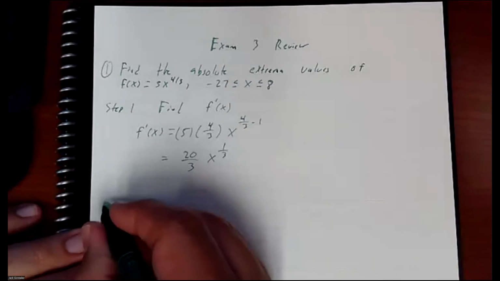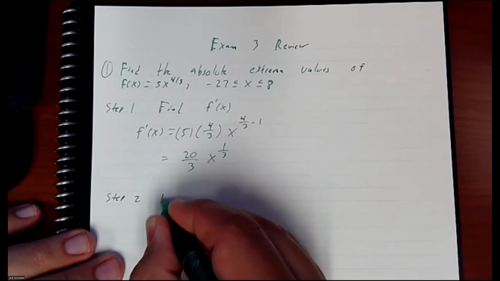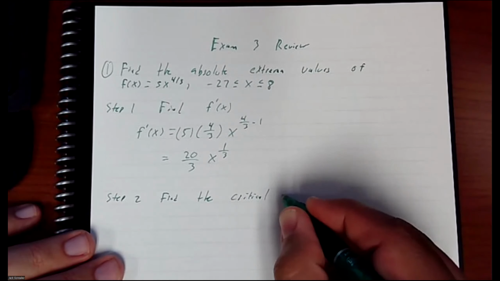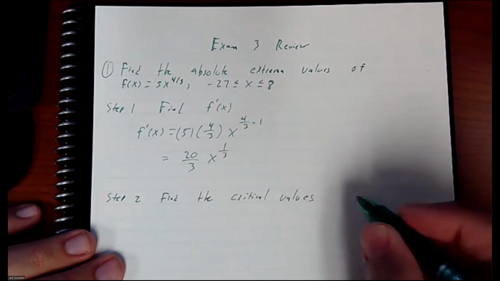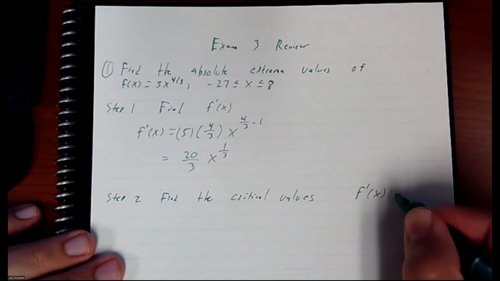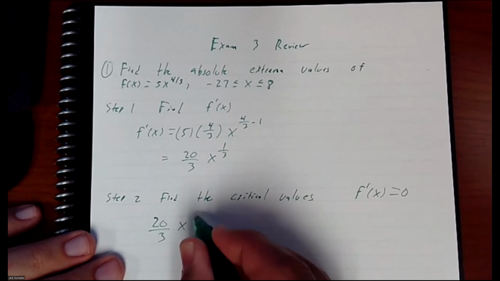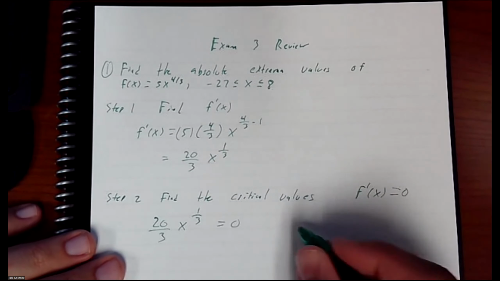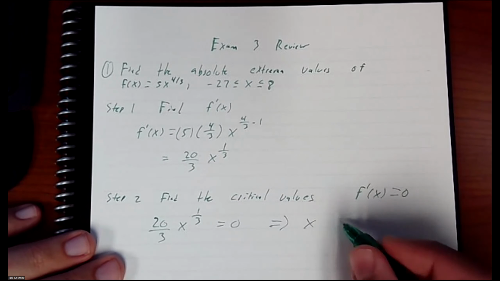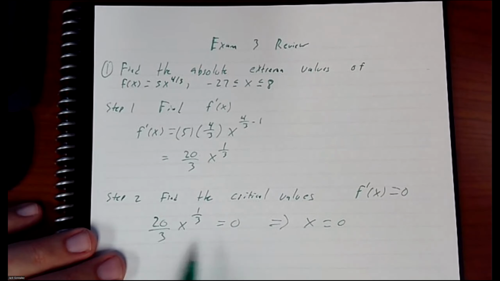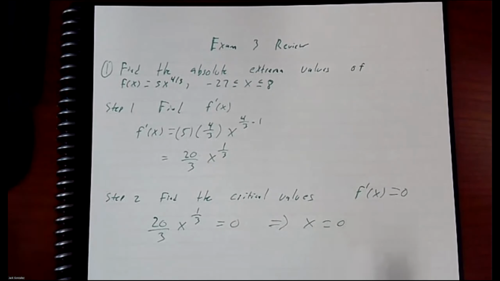Okay. Step 2, find the critical values. In order to do so, you set the derivative equal to 0. So you're going to get 20/3 x to the 1/3 equal to 0. And when you do your algebra, of course, the only way that will be 0 is if x is 0. Right? Plugging in 0 here gives me a 0. So there's my critical value.